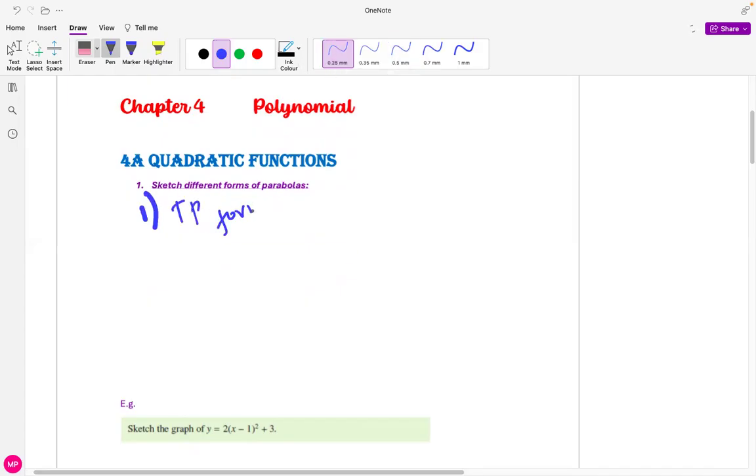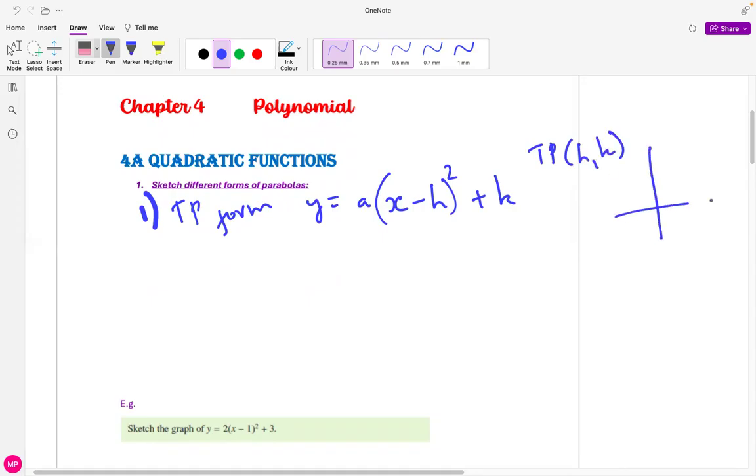So the turning point form is y equal a, which is a dilation factor, x minus h. H is the translation left and right, and then plus k. H and k will be the turning point. So turning point is h comma k. You might call turning point a vertex, but they have the same meaning.